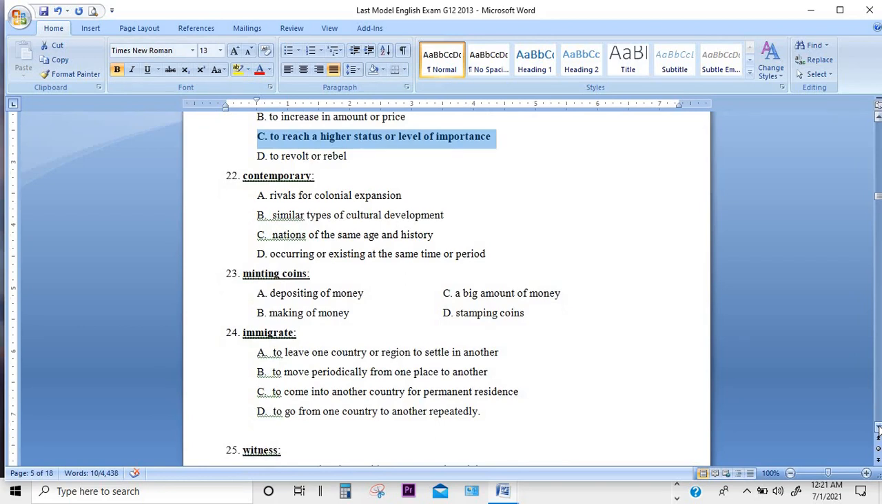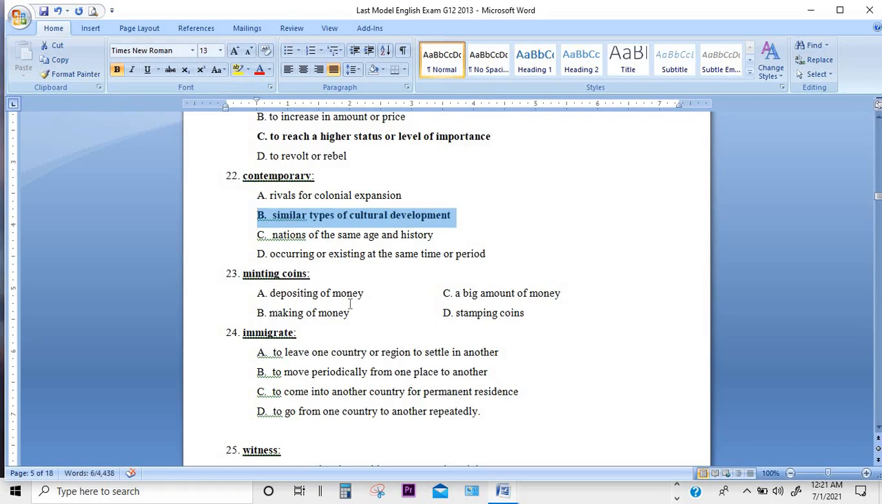Contemporary: the dictionary or denotational meaning for contemporary means occurring or existing at the same time or period. Or contemporary means modern or recent. That's a denotational meaning, but according to the way it is used, contemporary means similar types of cultural development. I think this is the connotational meaning. Okay, the connotational meaning goes here.